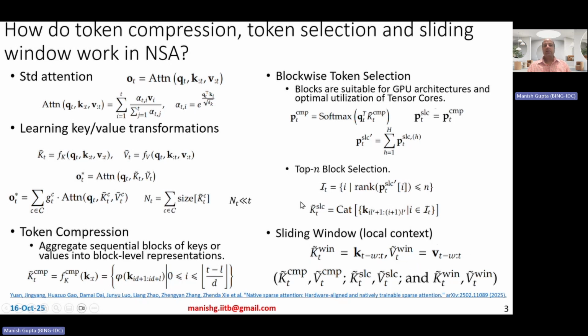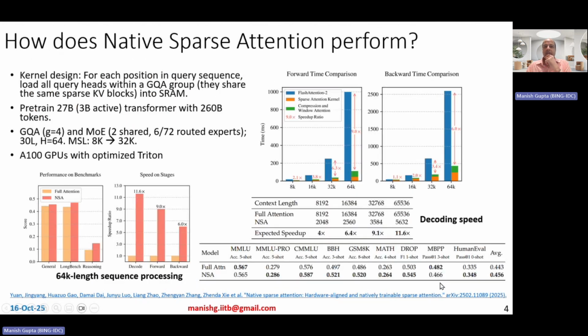Okay. So overall, you have taken k colon t and v colon t, the representations of all previous keys and all previous values, and converted them into three transformed representations: the CMP or compression representation, the SLC or selected token representation, and the WIN or sliding window representation. So that's that. Rather than using all keys and all values for every query, you end up using a limited number of keys and values, right?